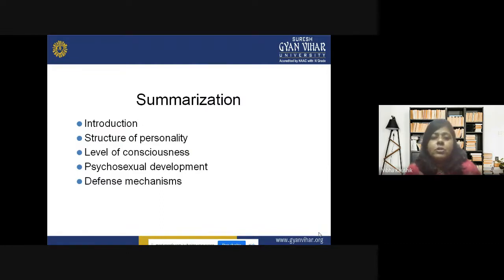Summarization: introduction, structure of personality, levels of consciousness, psychosexual development, and defense mechanisms.